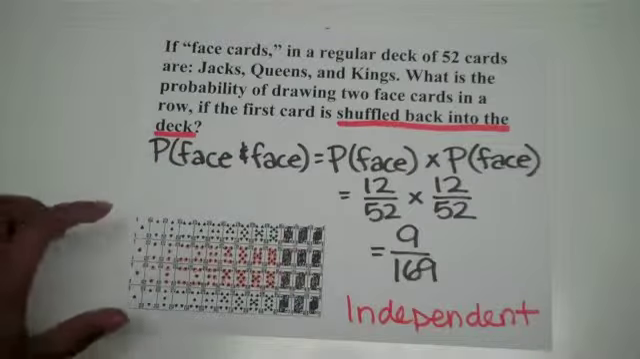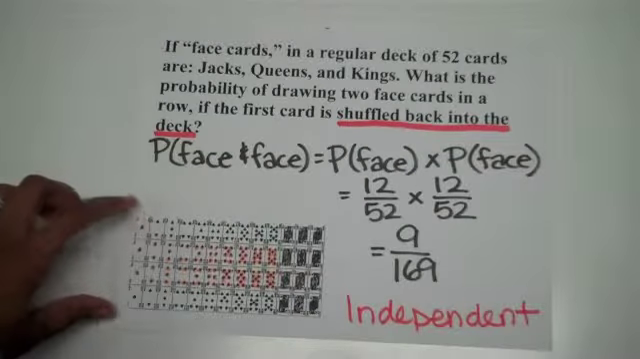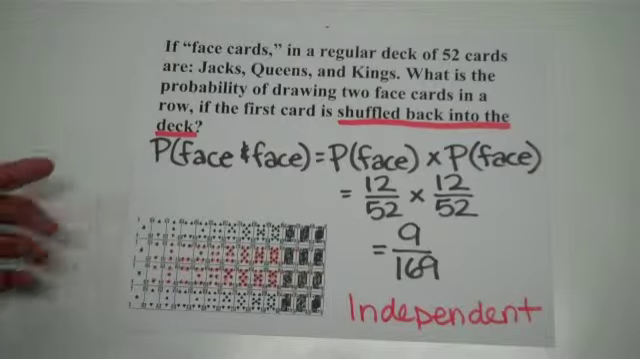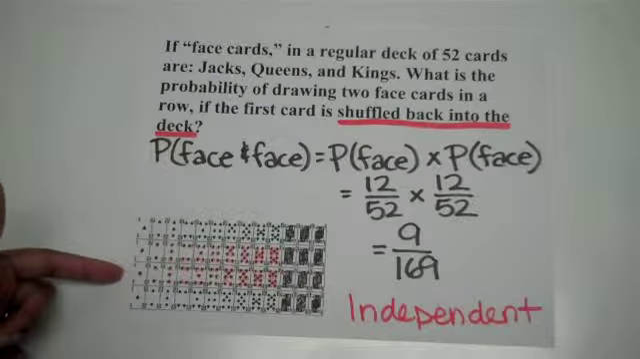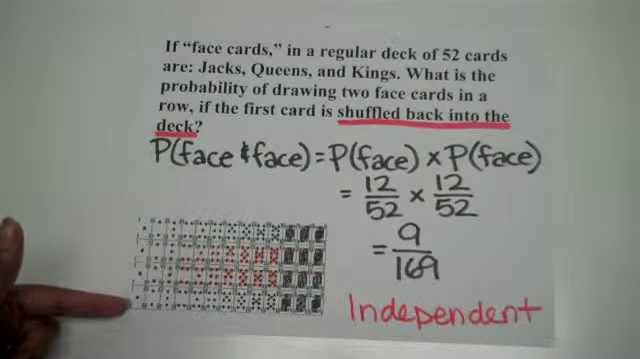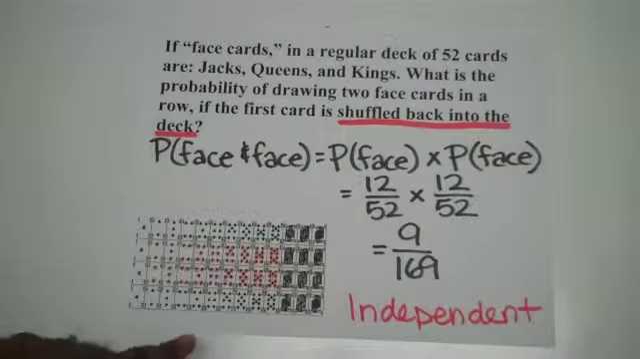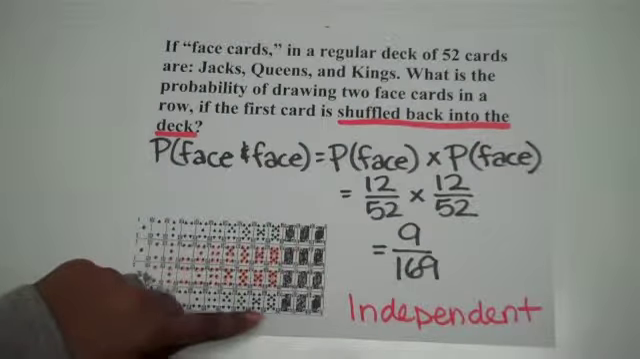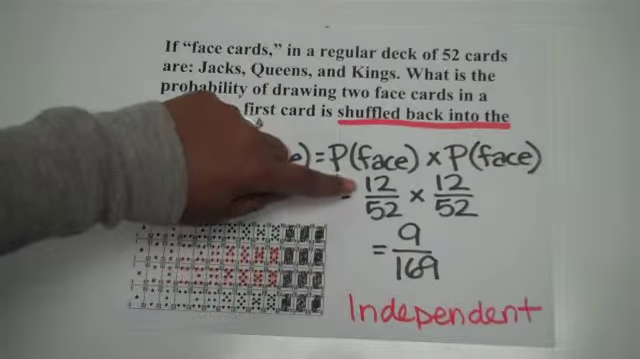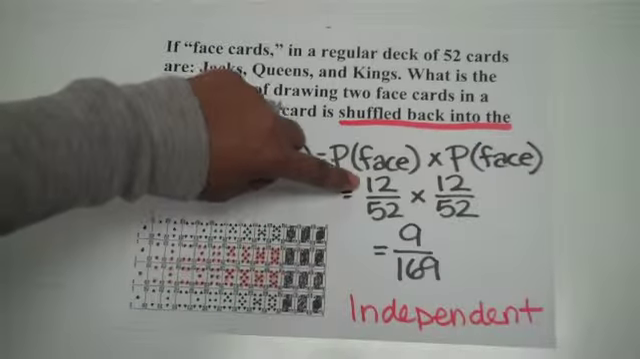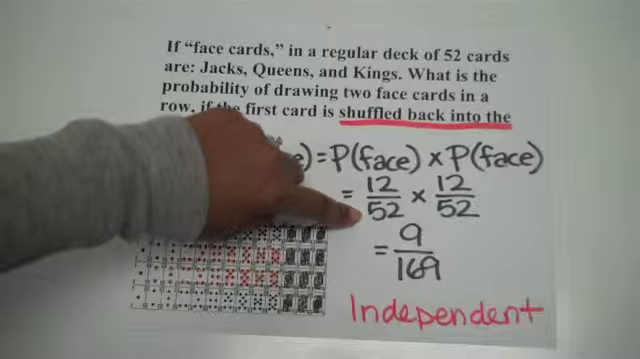Now for those of you who aren't familiar with the deck of cards, I've got a picture here. There's 4 suits, so you've got your clubs, diamonds, hearts, and spades, okay? And each one of those has those 3 face cards, Jack, Queen, and King. So there are a total of 12 face cards. So my probability of getting a face card is 12 face cards out of 52 possible cards.